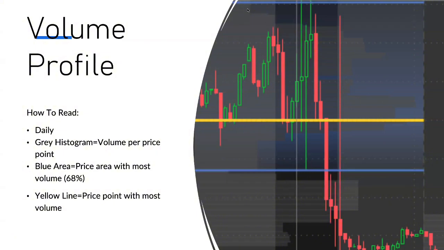Right here, you can tell there's a spike. Right here, the volume was dead. Right here, the volume's dead. You can tell the volume was dead up here, so price reversed. It's a great tool to just read volume. It just gives you a really nice representation of volume.